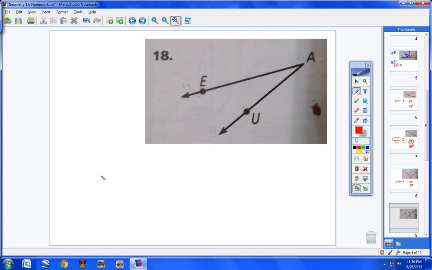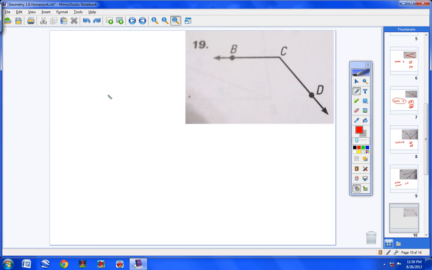How's that? The name of this angle would be angle EAU, or you could say angle UAE, or you could say just angle A, because there's no third side here that's confusing or mixing you up. So we could also just call this angle A. All right, I'll give you three names for number 19. Any of these are fine. 19 could be called angle BCD, or it could be called angle DCB, or it could be called angle C.